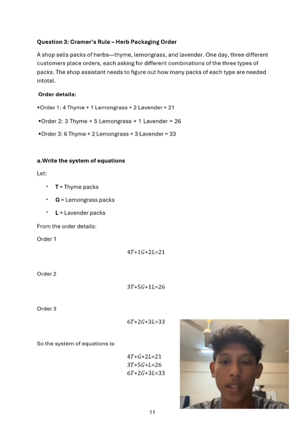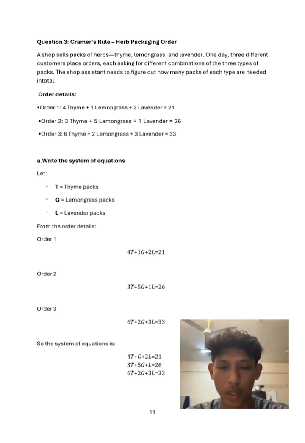First, we define the variables. T represents the number of thyme packs, G represents the number of lemongrass packs, and L represents the number of lavender packs. Now, based on the order details, for the first order, the customer ordered 4 packs of thyme, 1 pack of lemongrass, and 2 packs of lavender, with a total of 21 packs.